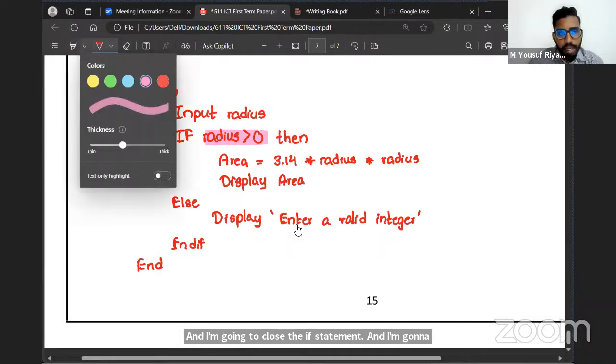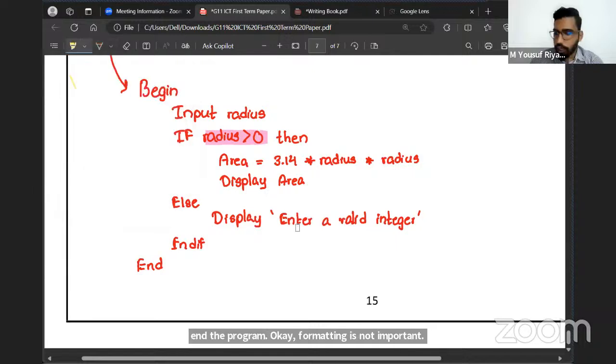Okay, formatting is not important. That means the way I have written it is not important, but always have the habit of writing in the correct format, because if you write in the correct format, there is less chance that you will make things go wrong. So you can see here I'm asking the user to enter the radius.